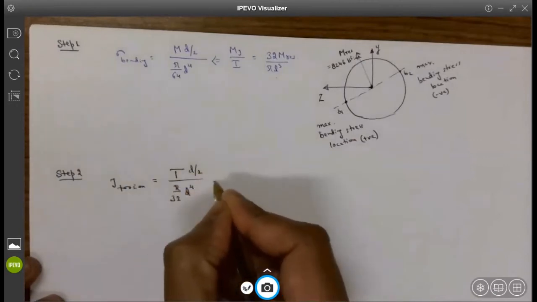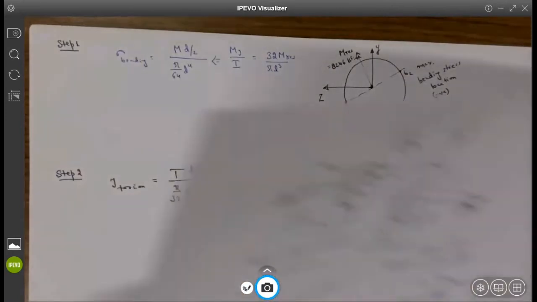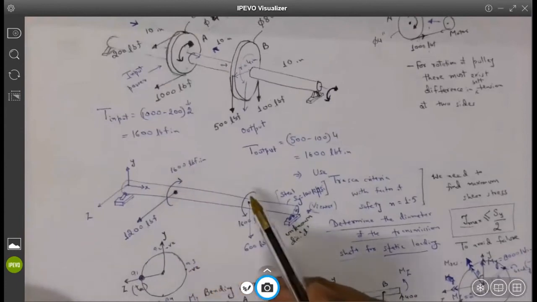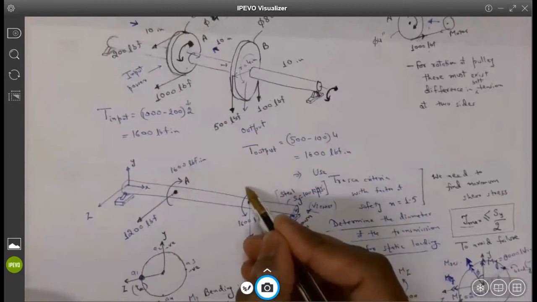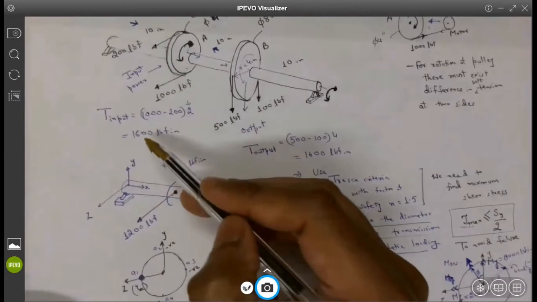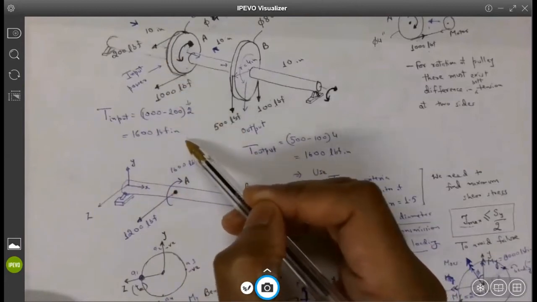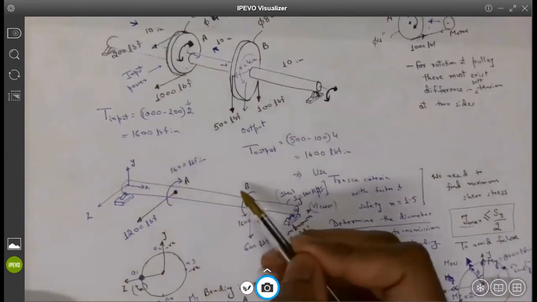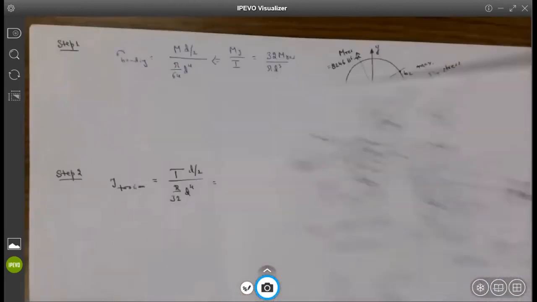Is it the 82 or 8,246? No, it is not 8,000. If I go back, this is the torque that is being applied in this section. 1600 pound force inch. That is basically the difference in the torque input and torque output, the difference in the tensions of the two sides times the radius. Remember, we have this additional twisting moment acting on the shaft. Yes, 1600 pound force inch is the twisting moment.